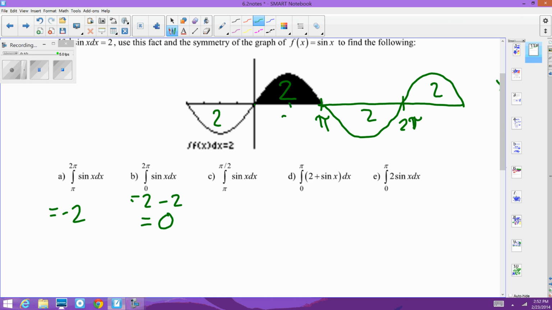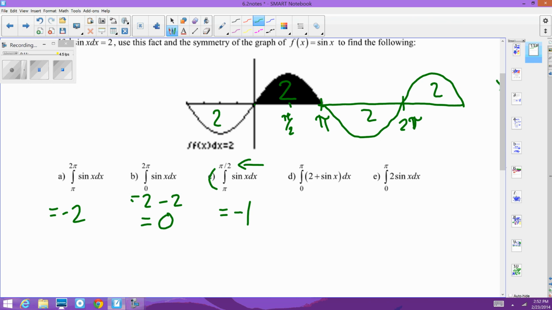Let's see, now if we look from 1/2 pi to pi, this one is going to be, I'm sorry, we read that backwards. It's from pi to 1/2 pi. We're going backwards. We're going in the opposite direction here. So this one ends up being -1.